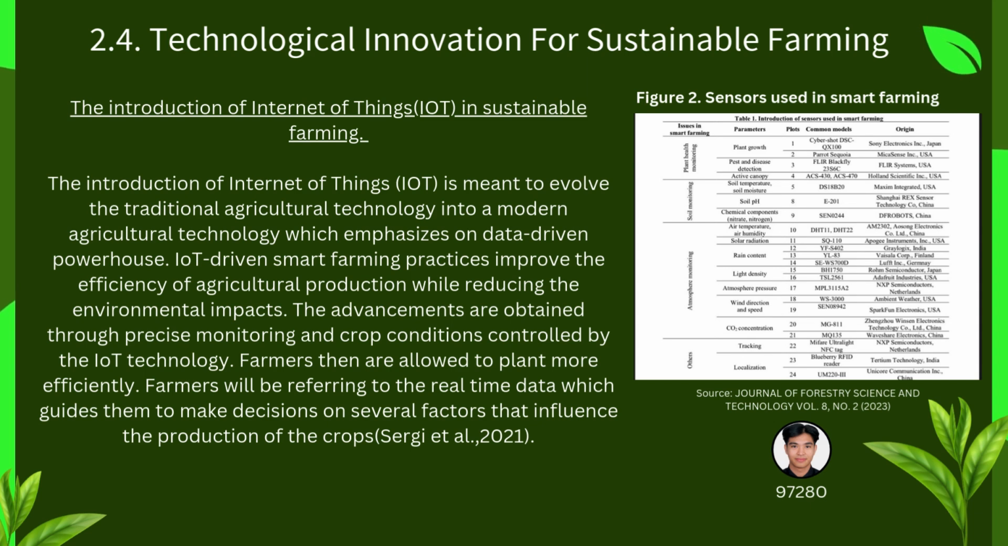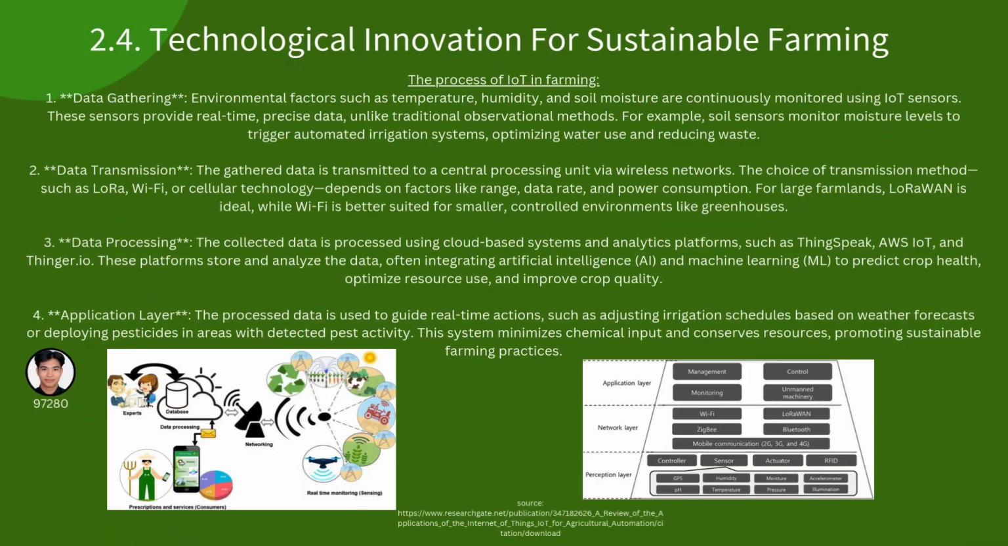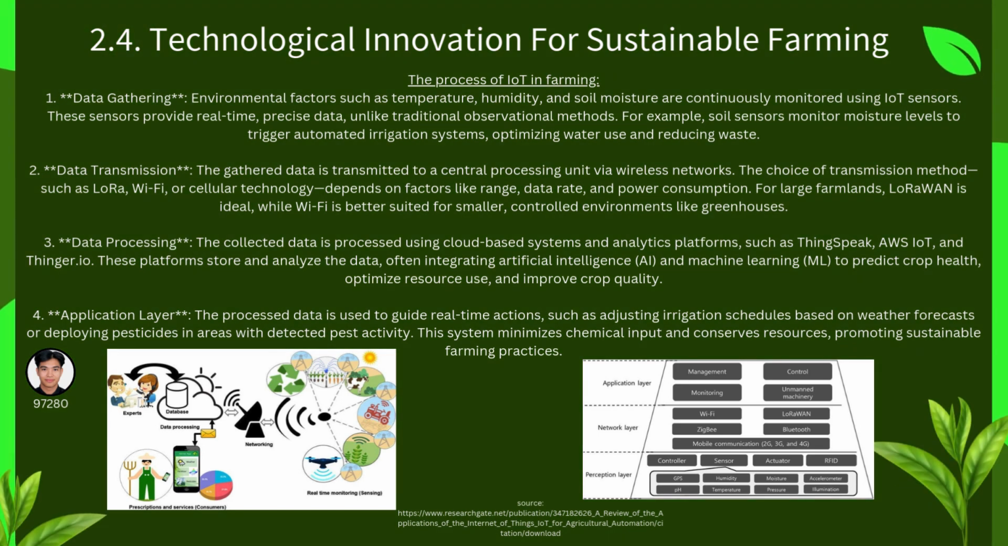The introduction of Internet of Things (IoT) is meant to evolve traditional agricultural technology into a modern agricultural technology which emphasizes a data-driven powerhouse. IoT-driven smart farming practices improve the efficiency of agricultural production while reducing the environmental impacts. The advancements are obtained through precise monitoring and control of crop conditions by IoT technology. Farmers are then allowed to plant more efficiently.